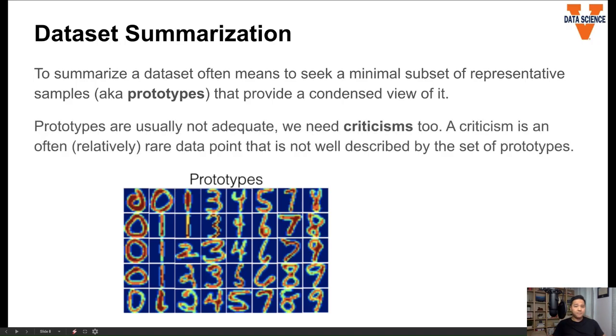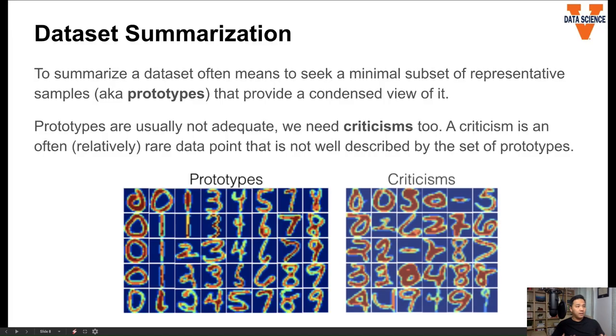However, prototypes are usually not adequate. They are good, but not adequate. Sometimes you need criticism as well. A criticism is often a rare data point that is not well described by the set of prototypes. So these are examples from the MNIST dataset. These are rare data points in there, so it gives you another insight into what this dataset is like. Okay, so that's mostly dealing with the features and the data points and not too much with the model.